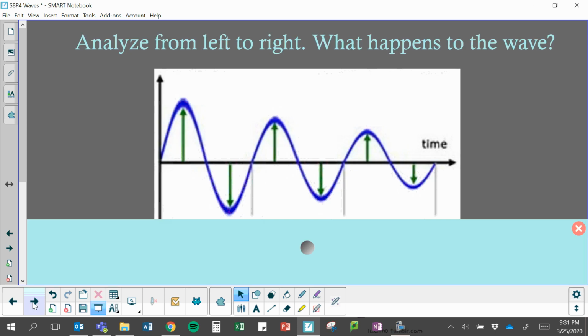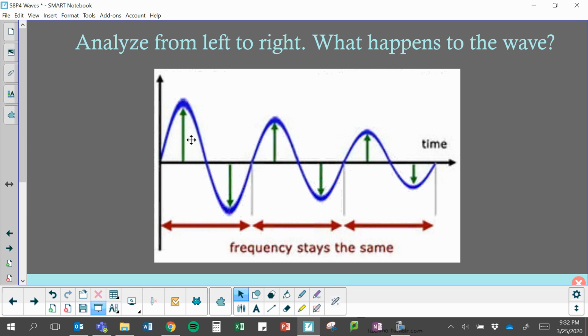Okay, so look at this graph showing a wave and what is happening to the wave, what is changing. The thing that's changing is the amplitude. The amplitude is getting shorter and shorter as we go. But notice the frequency here is staying the same. It's the same distance between each of these waves. So this would be a wave that isn't changing pitch, but it is changing the volume. It's loud and then it gets quieter. But it is not changing the pitch. It's not getting higher or lower, it's just changing the volume. It's like turning the volume down.